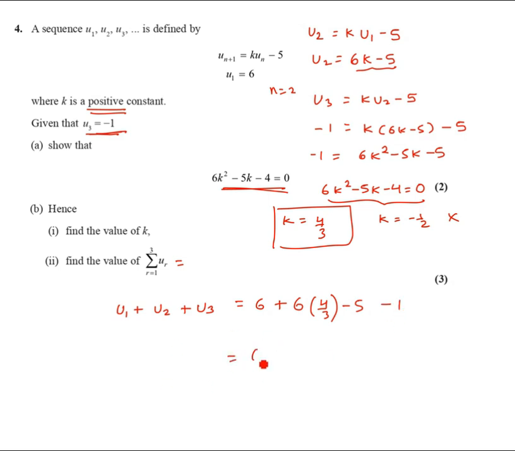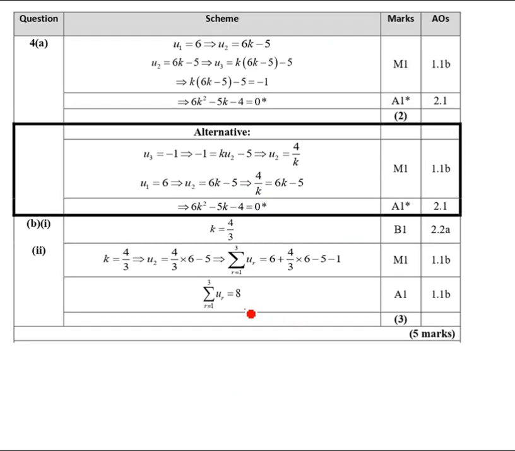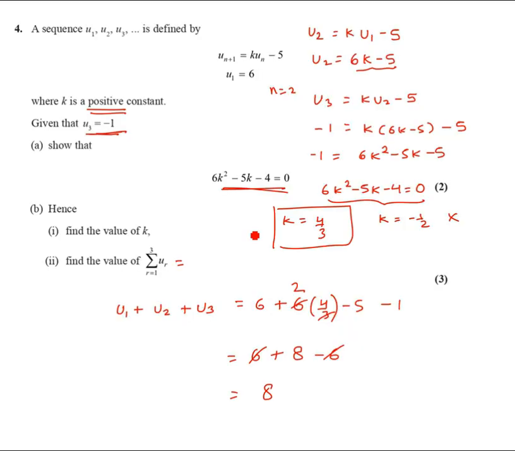So that will be 6 plus 3 times 1 is 3, 3 times 2 is 6, 2 times 4 will be 8. Minus 5 minus 1 is minus 6. So 6 minus 6 cancel, and that will give you an answer of 8. Let's check the answers. So this is 8 and k is 4 over 3. Perfect.